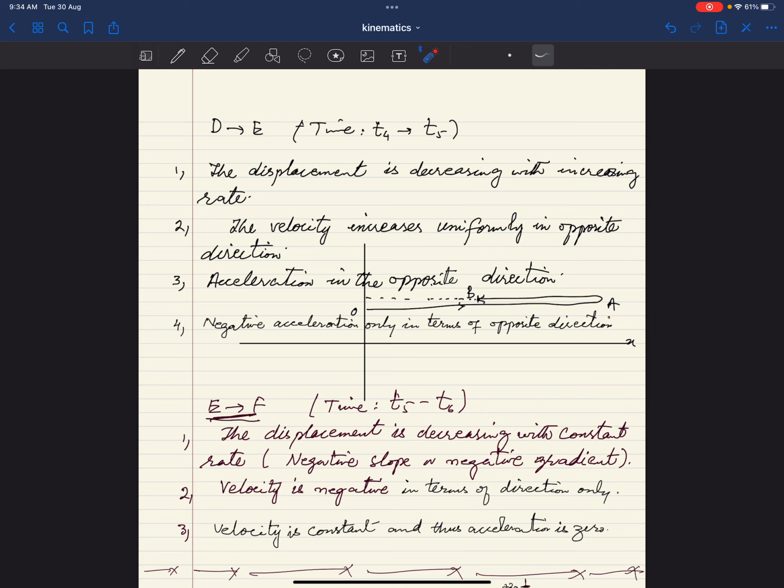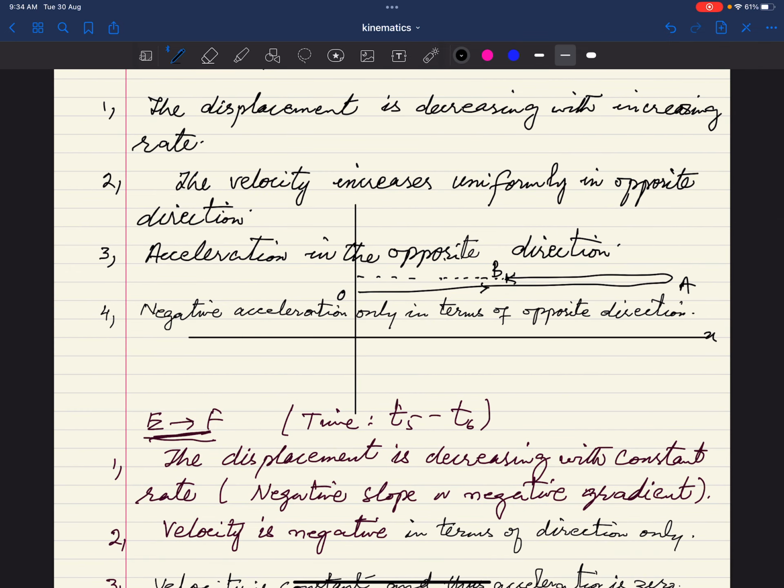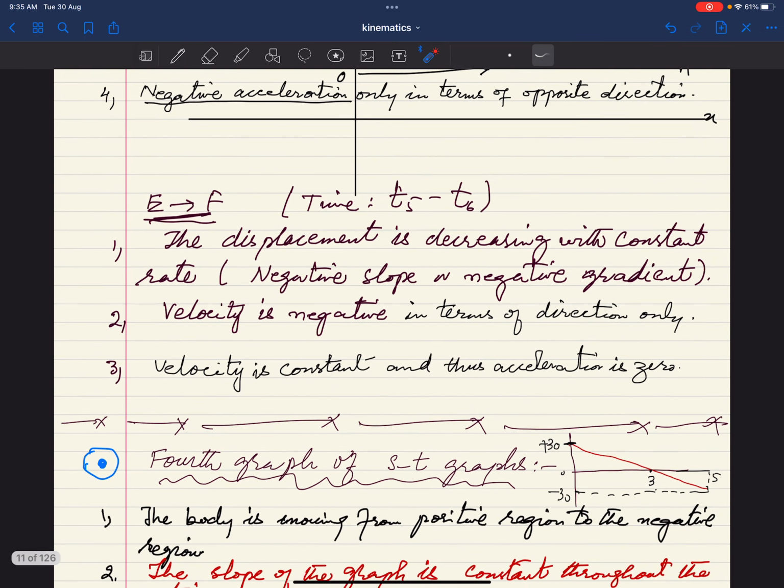I have already explained this point, so I need not go into detail again. Negative acceleration only in terms of opposite direction. I have already explained this point as well, that negative acceleration is not always deceleration. Negative acceleration may be the opposite direction. Yani, a negative acceleration is showing you the acceleration in the opposite direction. So negative acceleration is a very important term. Sometimes this negative acceleration means a decrease in acceleration, yani deceleration, and sometimes this negative will show you only the direction change. So here only the direction is changing.